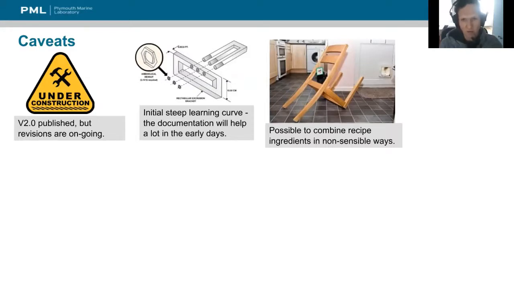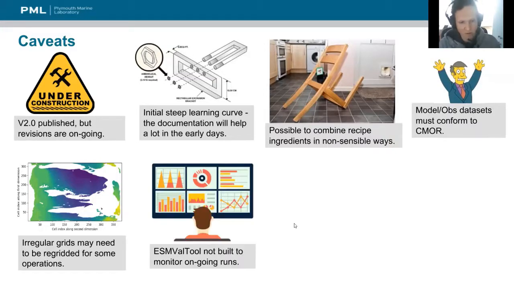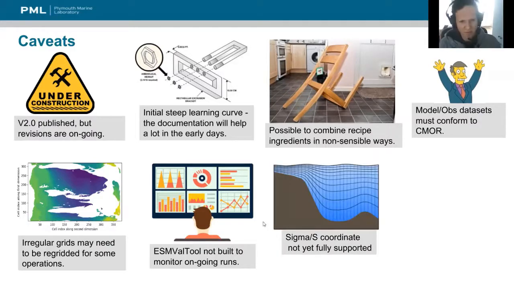All the input model and input observation datasets need to be CMORized. So that's an important issue. Irregular grids may need to be regridded for some operations, especially things like comparing multiple models if they have a different grid. It's not built yet to monitor ongoing runs, so I'll explain what that means later. The sigma depth coordinates are not fully supported yet either.